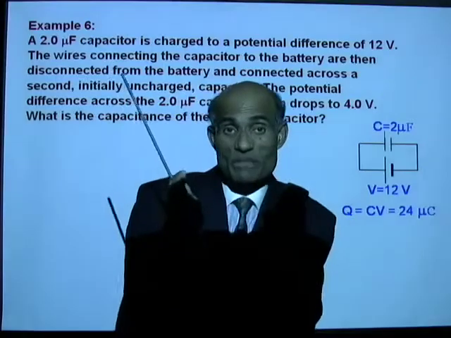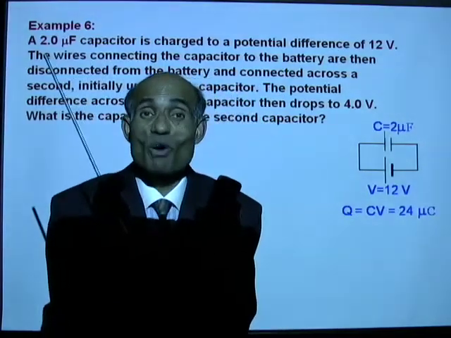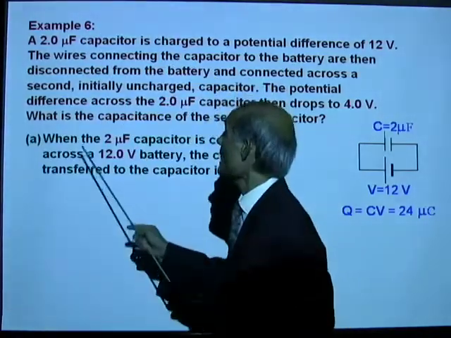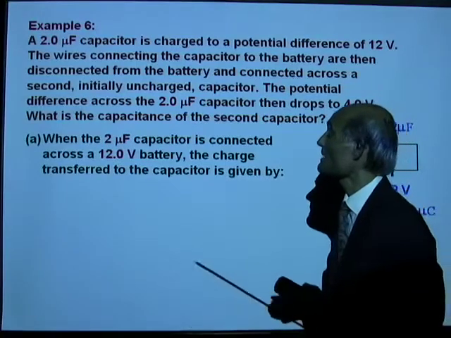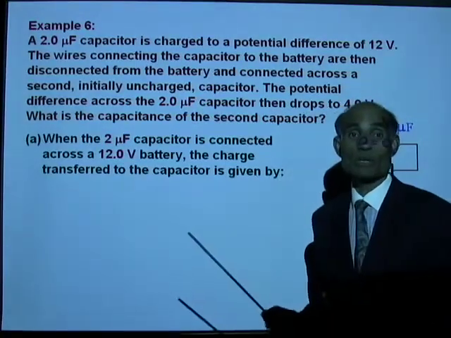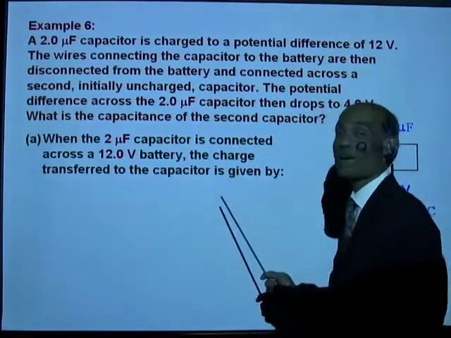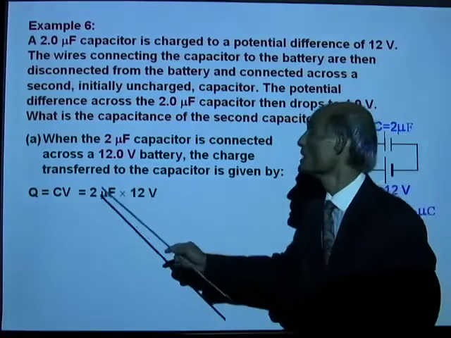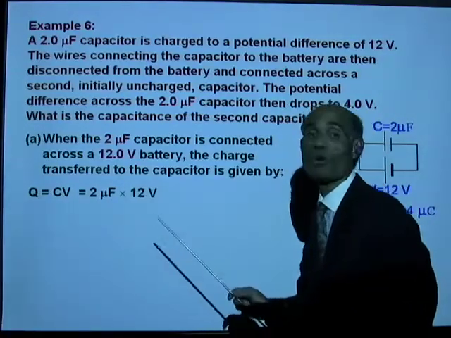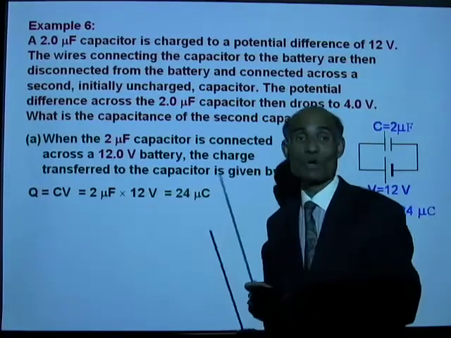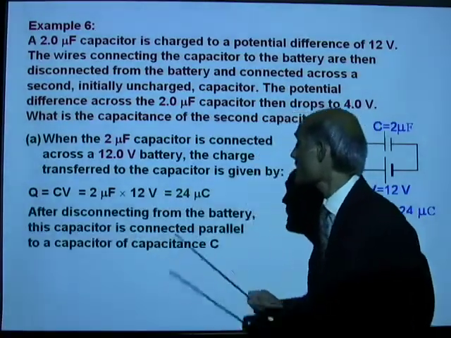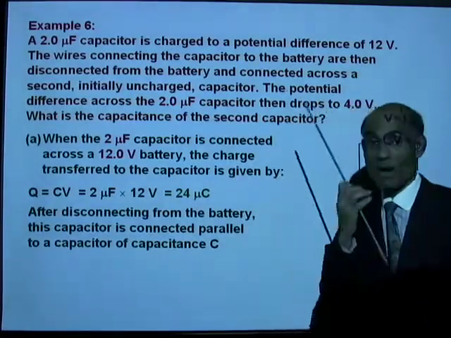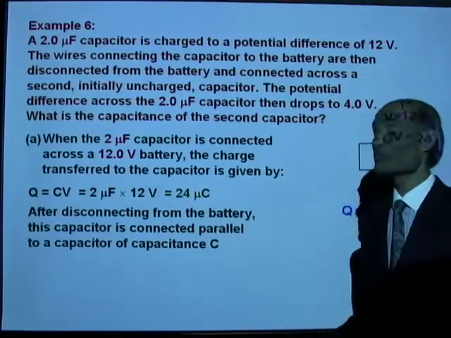Now, that capacitor, which has a charge of 24 microcoulomb, is going to share that with another capacitor. When the 2 microfarad capacitor is connected across a 12 volt battery, the charge transferred to the capacitor is given by Q equal to CV. That will be 2 microfarad times 12 volt, which is 24 microcoulomb. Now after disconnecting from the battery, this capacitor is connected to a capacitor of capacitance C. We don't know the value of C.